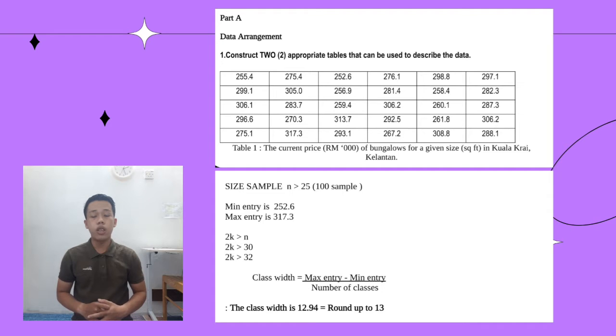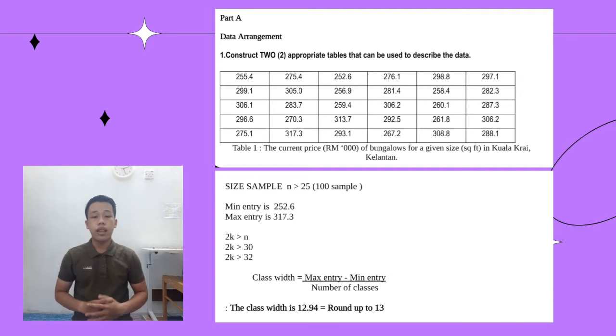We use the 2^k over n, and the sample is 30. To get the k, we have to find a number such that 2 to the power of k is over 30. So we get the number 5. So 2 multiplied by itself 5 times, we get 32.